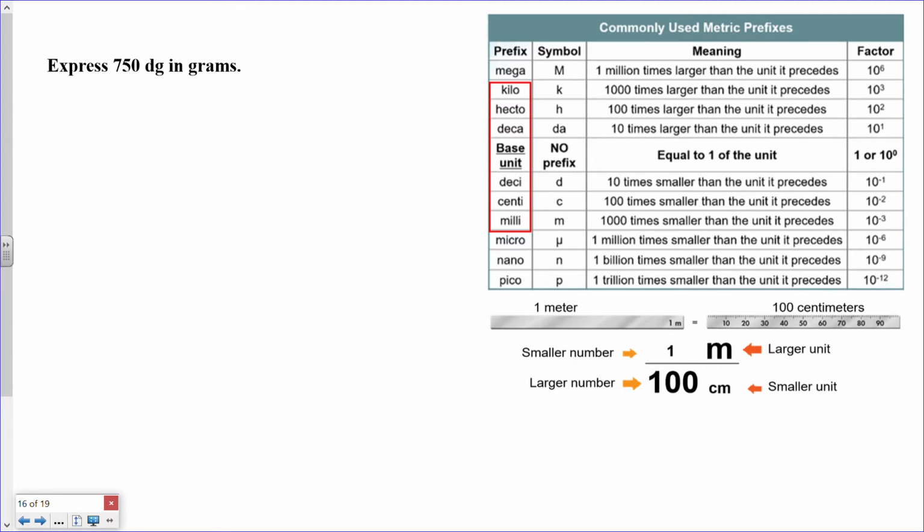So we're going to use dimensional analysis conversion factors to convert this time instead of sliding the decimal. So we're starting off with our unit of 750 decigrams.